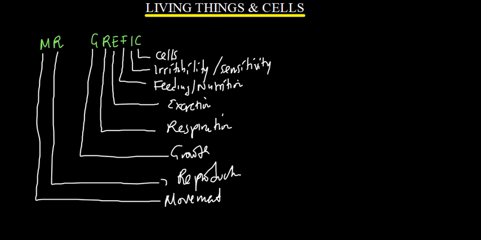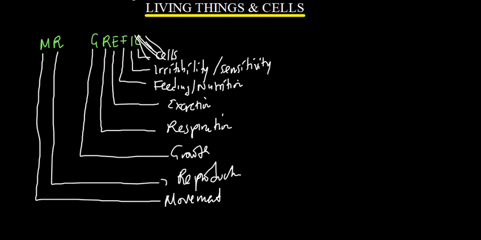Okay, so let me remove this. Remove this one here. Okay, you can just say Mr. Grief. I hope you can tell. So the C there is not a characteristic. So all living organisms should be able to move, reproduce, grow, respire, excrete, feed, and be sensitive. Now you need to know the meaning of these terms.